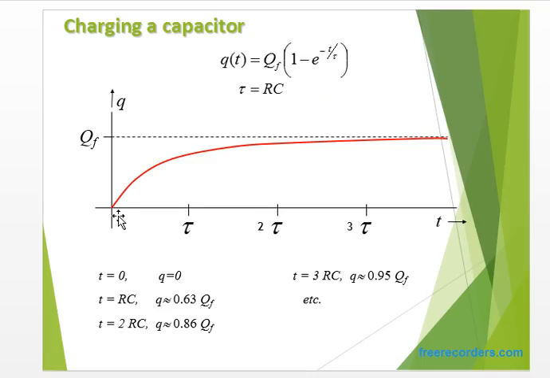This is t equal to 0. This is after 1 time constant. This is after 2 time constants. In the diagram you can see after 3 time constants this is 95% charge. Approximately after 5 time constants we will say the capacitor is 99% charged. So this is the way a capacitor charges.